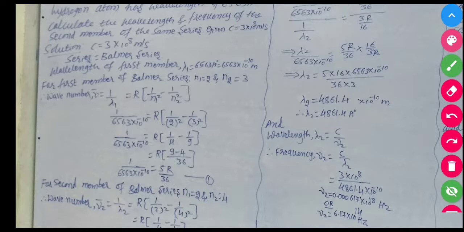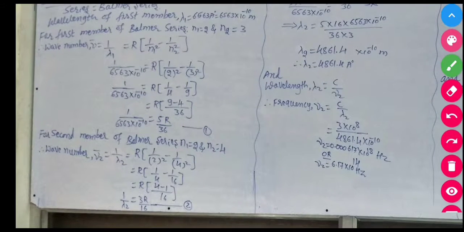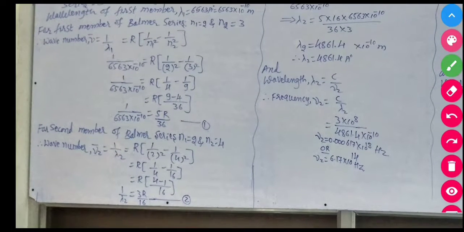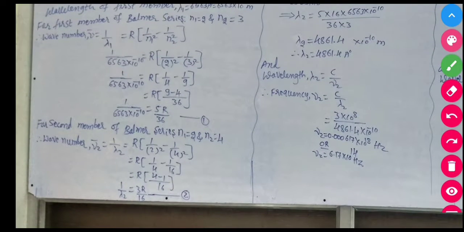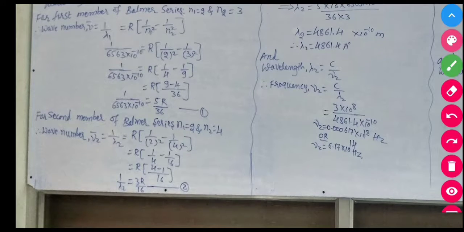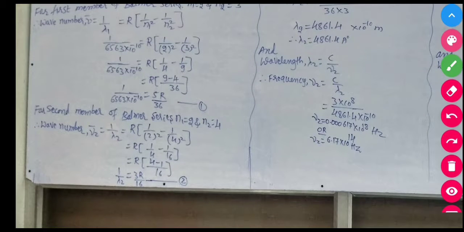In the same formula, where we had nu bar 1, here nu bar 2 is 1 by lambda 2 equals R into 1 by n1 square minus 1 by n2 square. In the same way, substituting, that is R into 1 by 2 square minus 1 by 4 square.